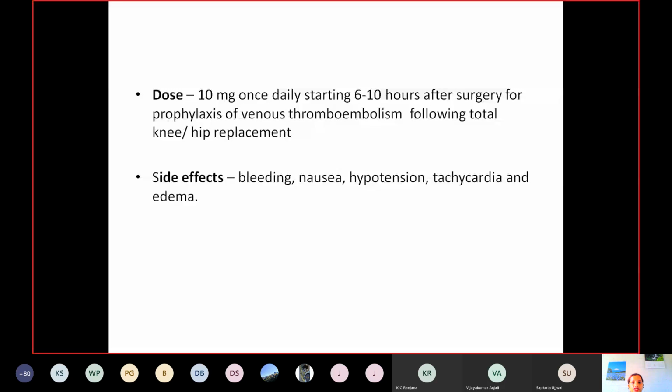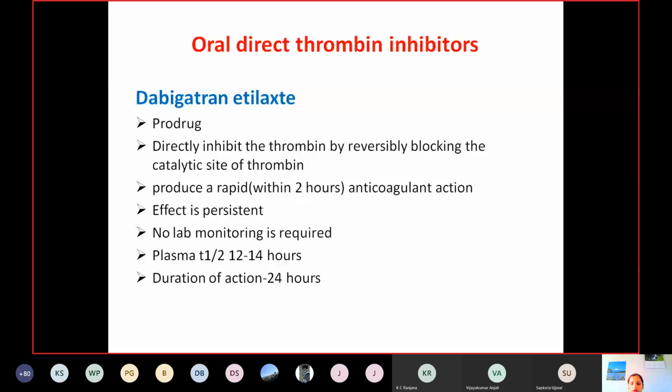Next is the oral direct thrombin inhibitor. So what are the parenteral direct thrombin inhibitors? Do you remember? We have parenteral direct thrombin inhibitors and oral direct thrombin inhibitors. What are the parenteral direct thrombin inhibitors? Do you remember? In today's class only I discussed this just now. Yes, ma'am. Lepirudin, bivalirudin, and these are the parenteral direct thrombin inhibitors.